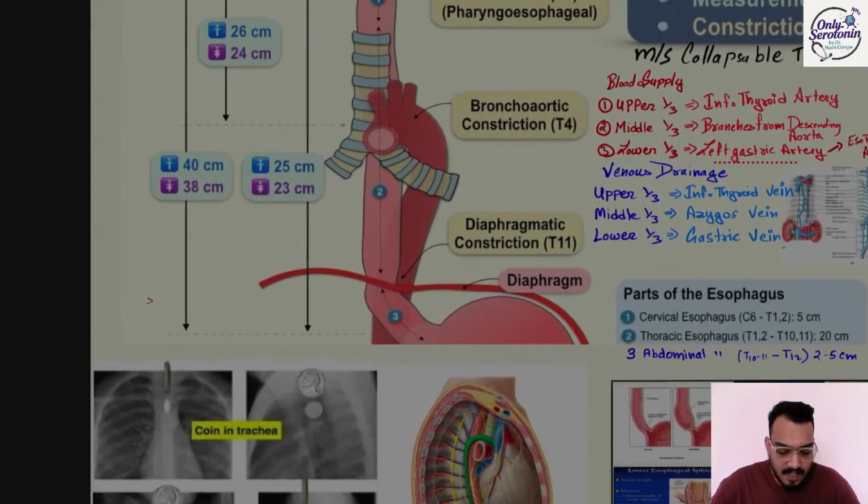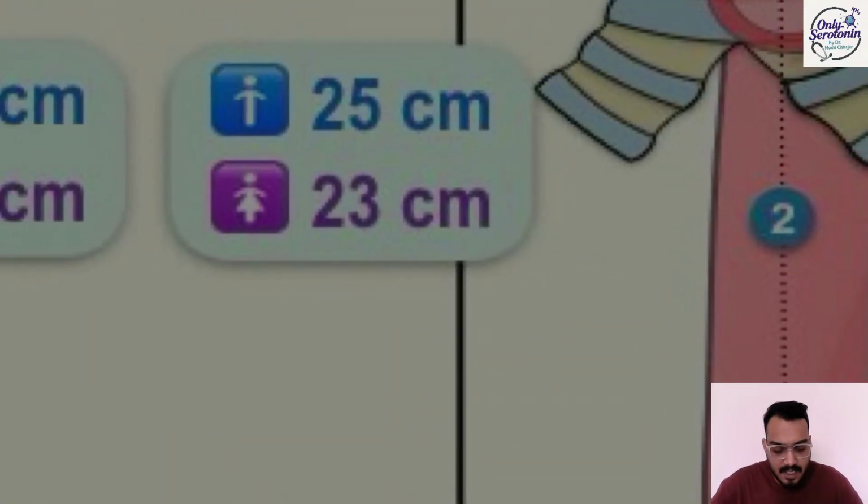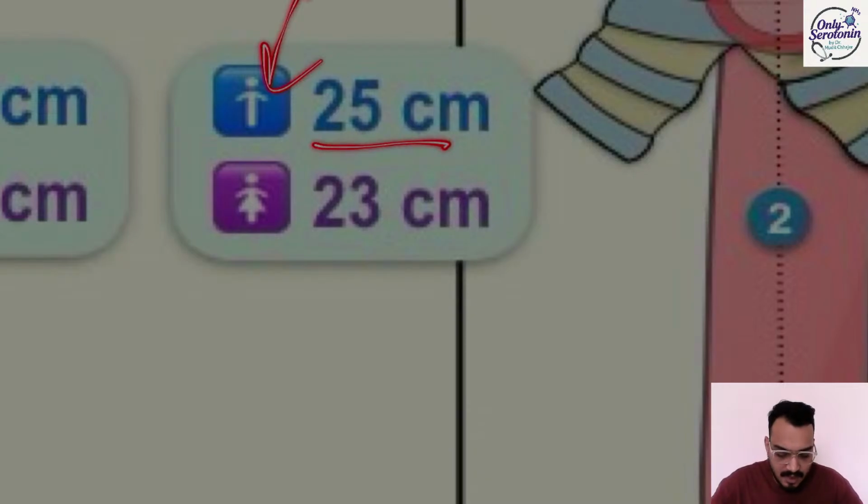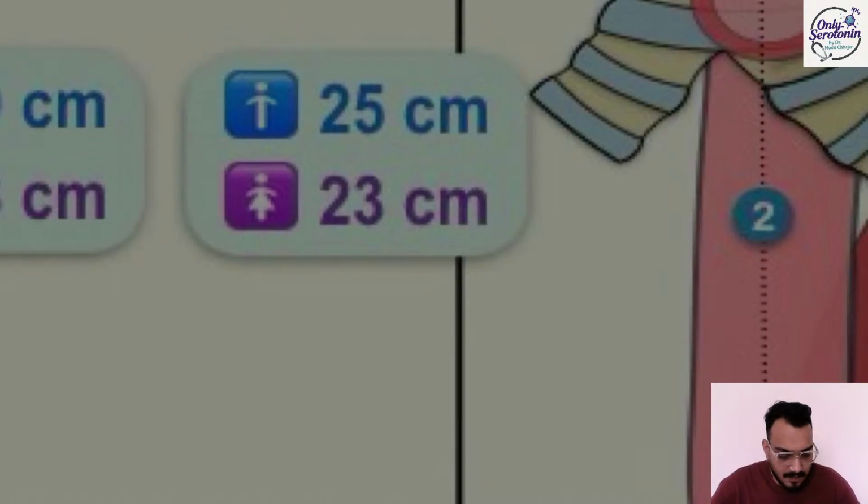If someone is asking you what is the total length of the esophagus, what will you say? In boys, it is around 25 centimeters, and in girls, it is around 23 centimeters.